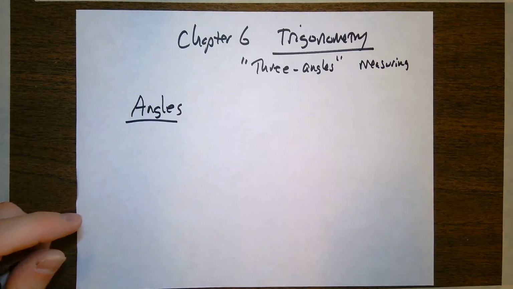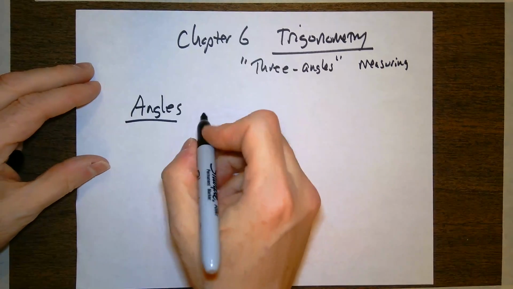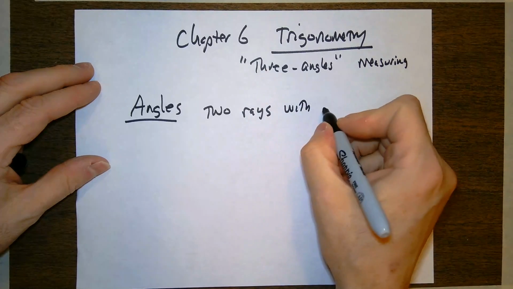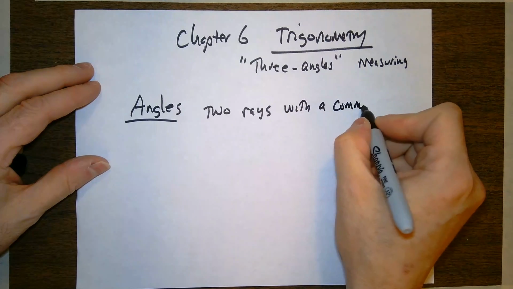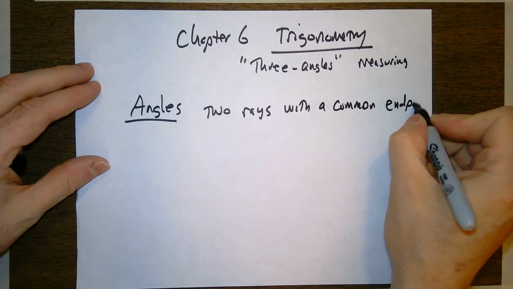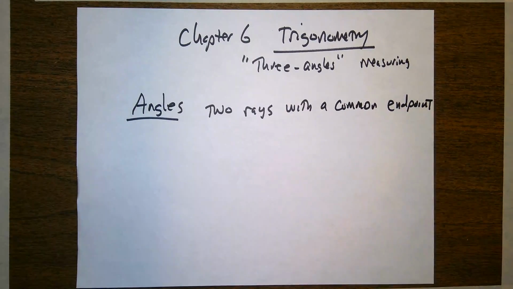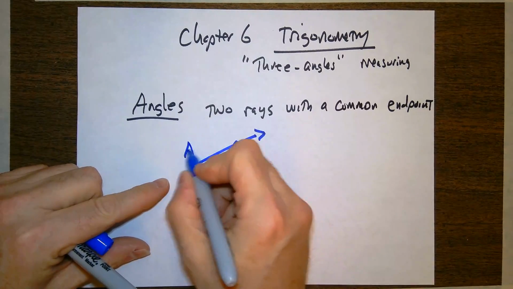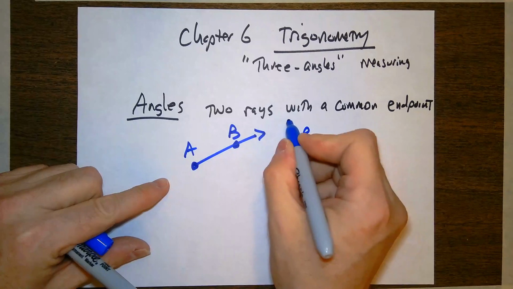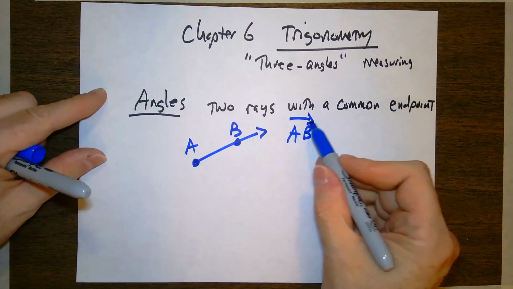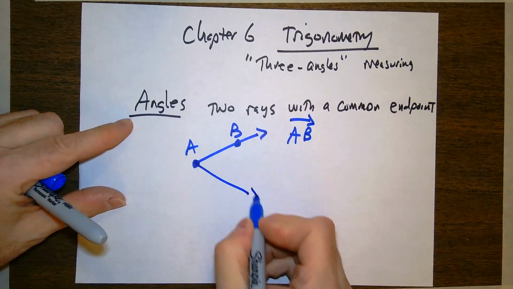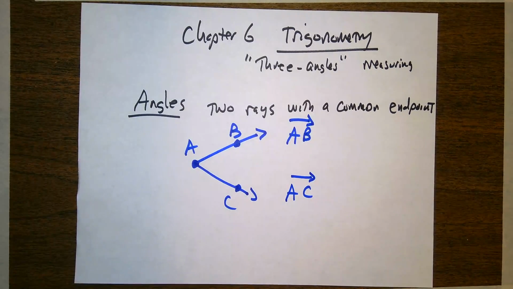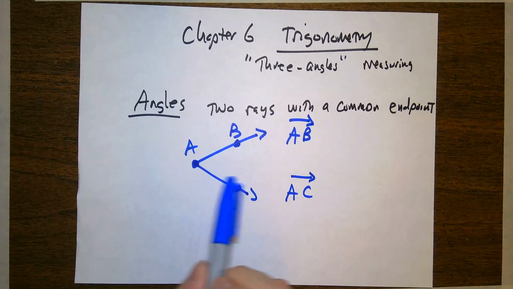angles. What is an angle? Now, an angle is defined as two rays with a common endpoint. So, for example, I could have ray AB, remember the symbol for geometry from a ray, and ray AC that have a common endpoint in A and therefore are forming this angle.